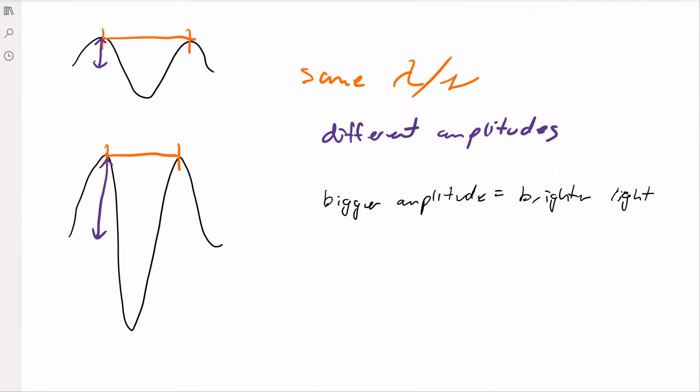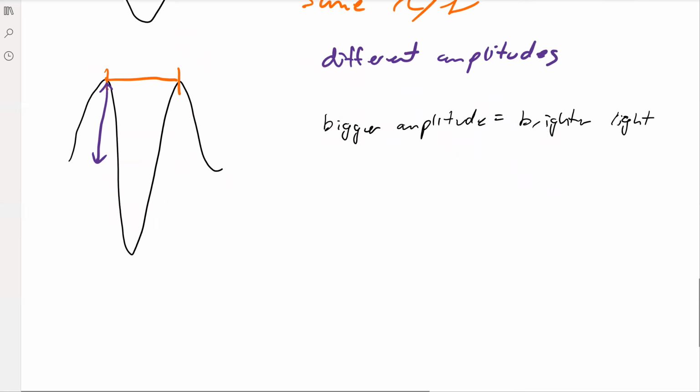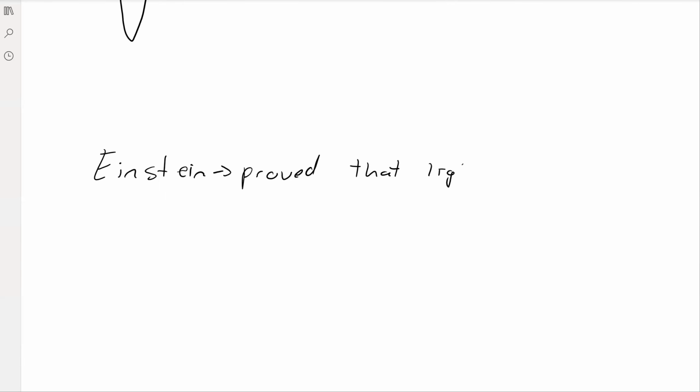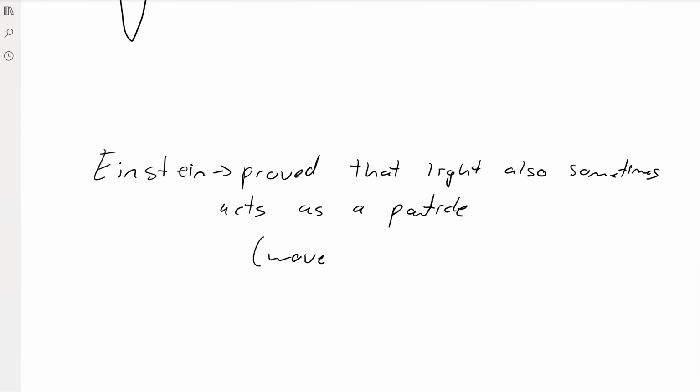All right, and so this is how light was thought of. Light was thought of as waves for a long time, and it was thought that basically waves and matter were 2 completely separate ideas, and that some things were described as waves and some things were described by matter. But then it got a little bit complicated when Einstein came around, and Einstein proved that light also sometimes acts as a particle. And this is called wave-particle duality.